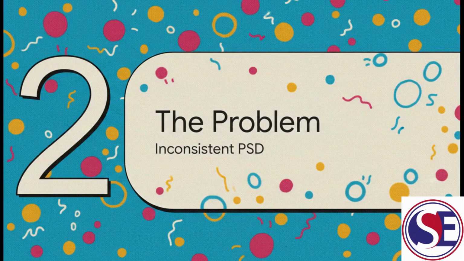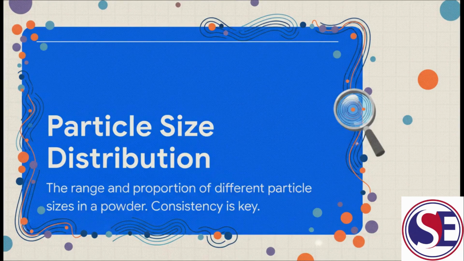Okay, so let's get into the nitty-gritty. Let's talk about the specific technical challenge that you are responsible for managing. The big problem we're here to solve is what we call inconsistent particle size distribution. So what exactly is particle size distribution, or PSD as we call it? Well, think of it as the specific recipe of different particle sizes within a powder. The goal isn't to make every particle the exact same size. The goal is to make sure that the mix of those sizes, the distribution, is precisely the same from one batch to the next. Consistency is everything.